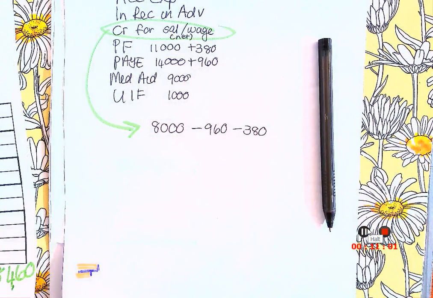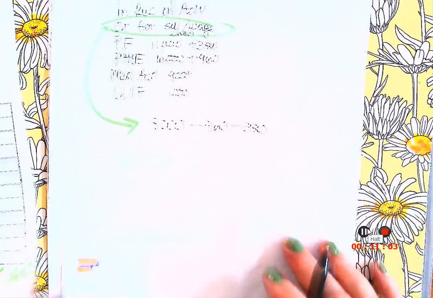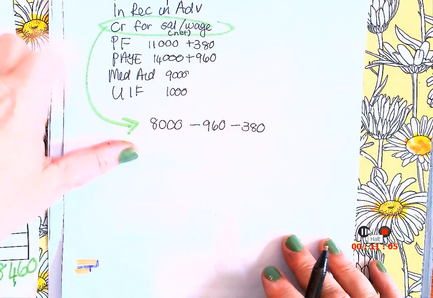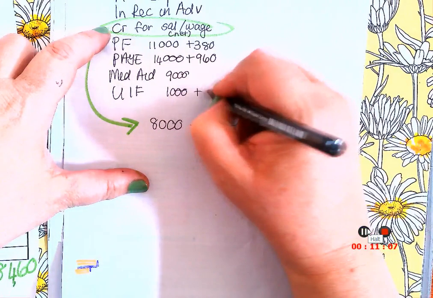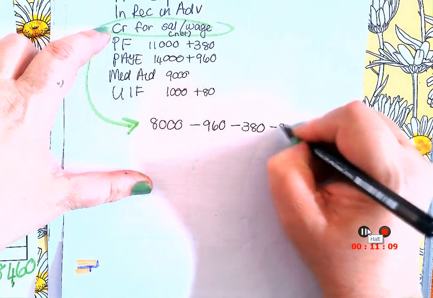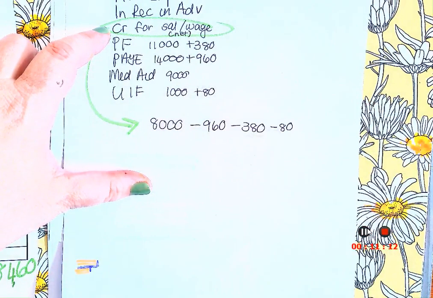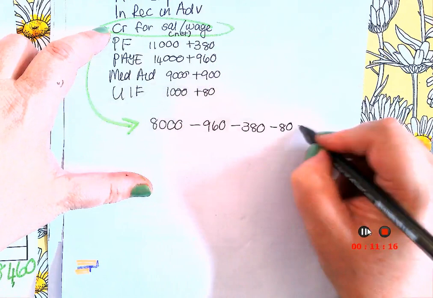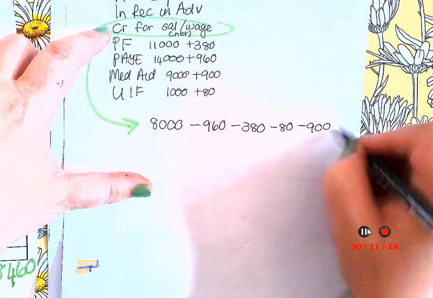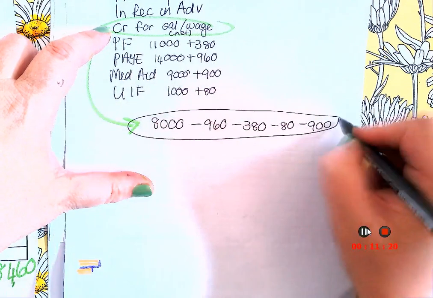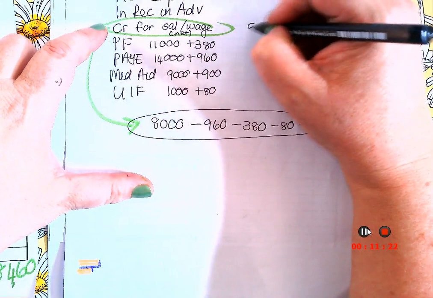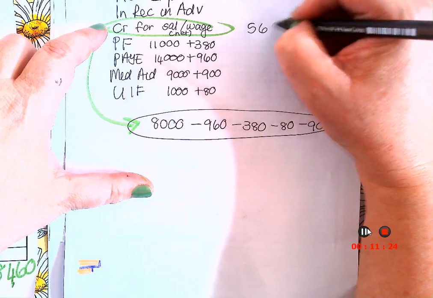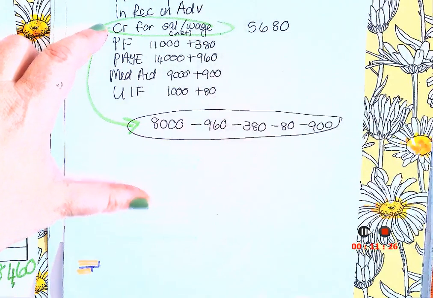Okay. You guys with me? So now, what is next? UIF. We established UIF is 80, right? So I subtract it. Medical aid is 900. So I subtract it. So how much is my net? 5,680. That's how much goes into the guy's pocket.